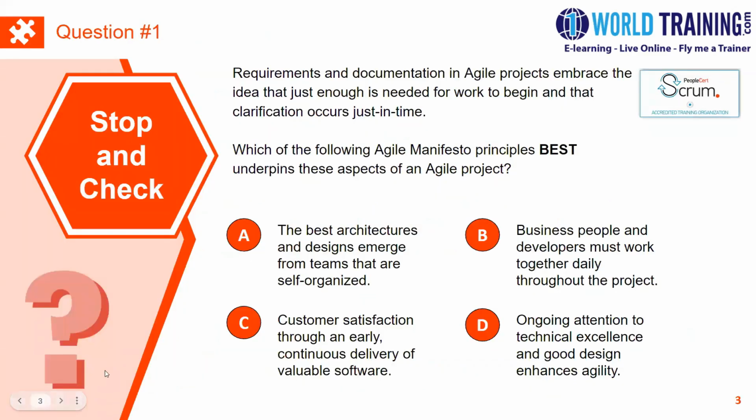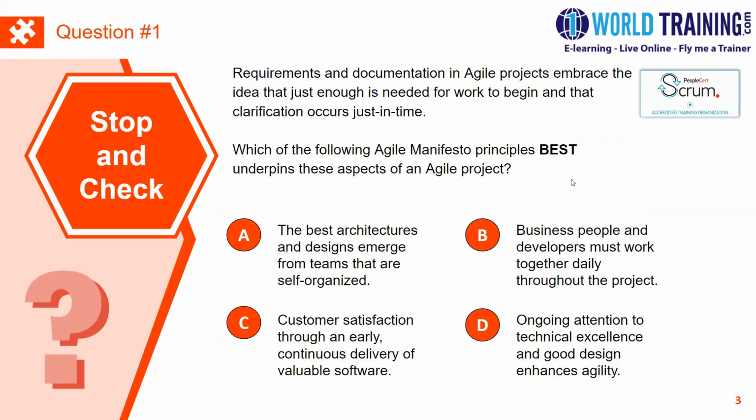So now let's look into question number 1. Question number 1 talks about requirements and documentation in Agile projects embracing the idea that just enough is needed for the work to begin, and that clarification occurs just in time. The question says, which of the following Agile Manifesto principles best underpin these aspects of an agile project? So let's look into the options.